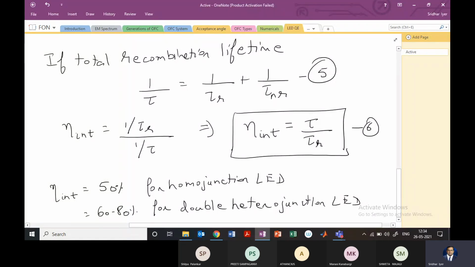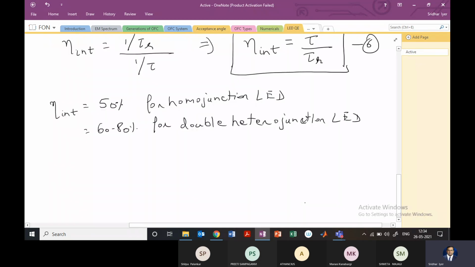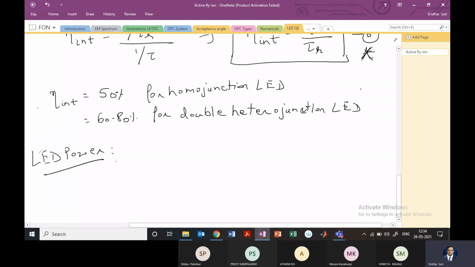So that's why the double heterojunction is preferred, because the internal quantum efficiency will be higher. Okay, now we can move ahead. Equation number 6 is very important, so that will be used for numericals. Now let's try to find the power, the LED power. We'll make use of equation 6 to find the power.